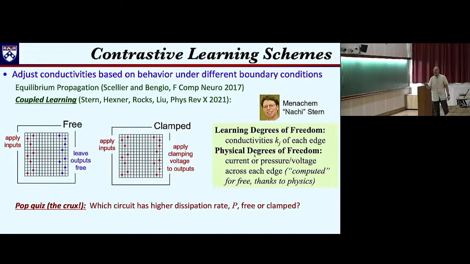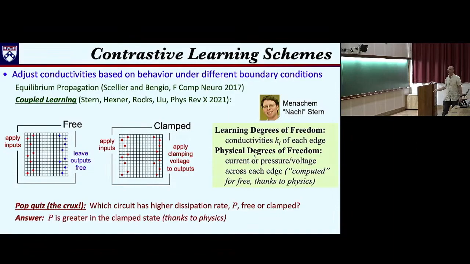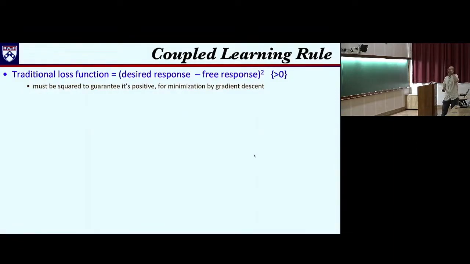All right, so let's take this now and see where we can go. Ordinarily, what you would do in a machine learning process, I said this earlier, is you define some kind of loss function as the desired response minus what you actually get, square it, because you don't know which is bigger, and then do gradient descent on all of the learning degrees of freedom to drive this to zero, and then you've learned. So the goal is to drive this to zero using global gradient descent.